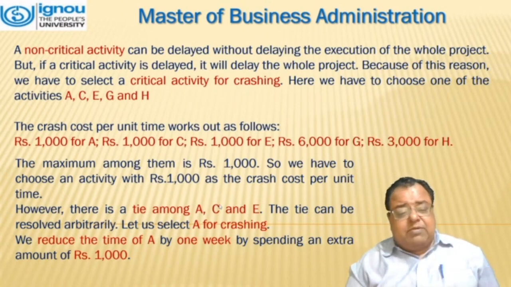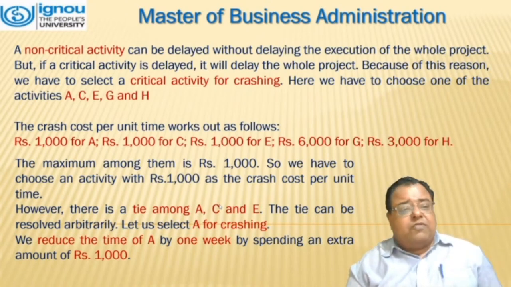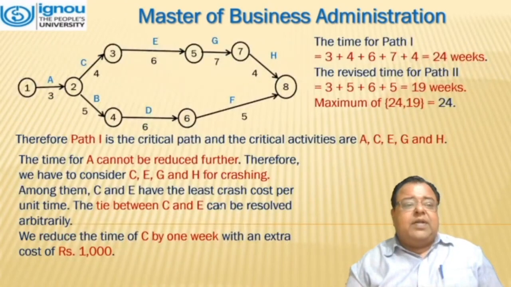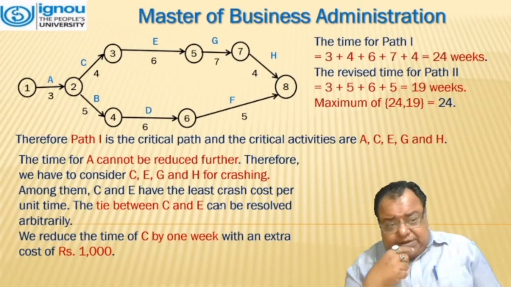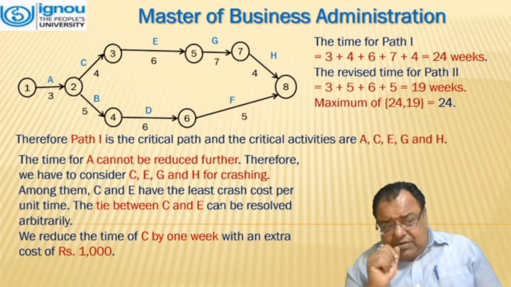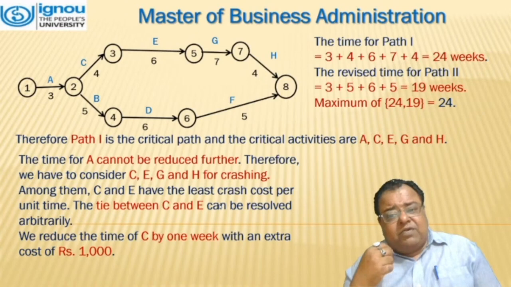We reduce the time of A by 1 week by spending an extra amount of rupees 1000. Now we can see that the original path has been changed. So from A to productivity time has been reduced by 1, so it has come now 3. We will again rework for the time, which comes out to be 24 weeks.